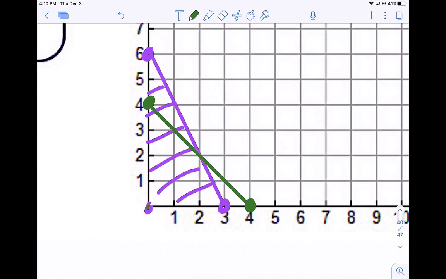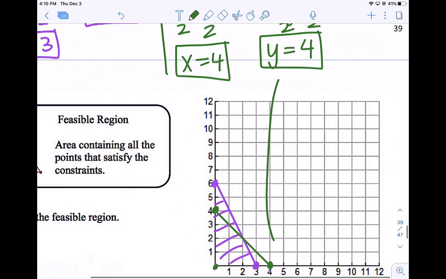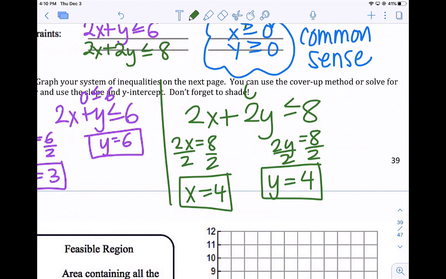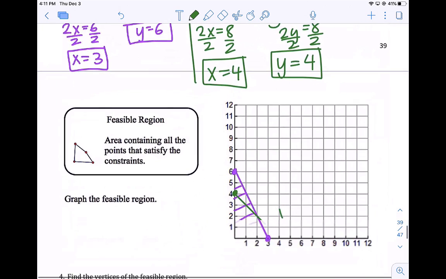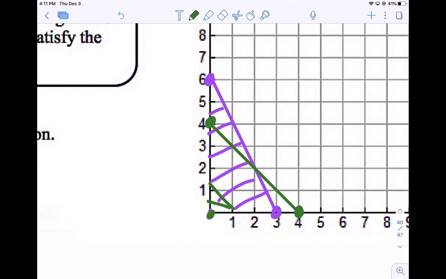So again, I'm going to test 0, 0 because it's less than or equal to. So is 0 less than or equal to 8? That's true, so we shade below. And I'm going to shade the area that's already shaded. So I'm just going to double shade this area.